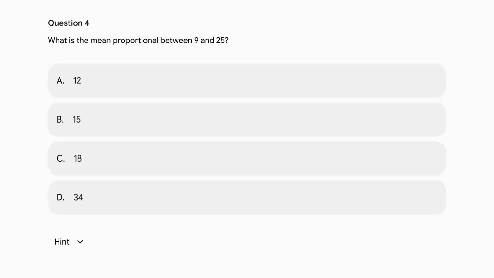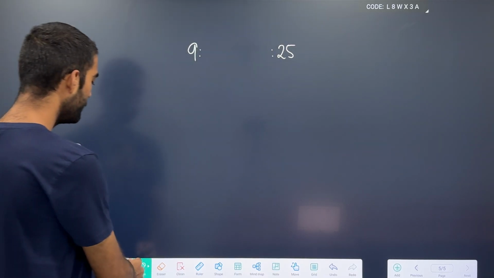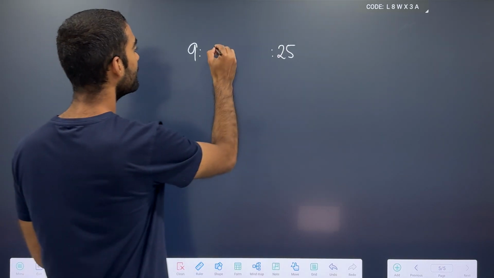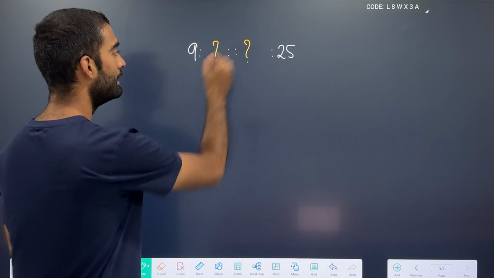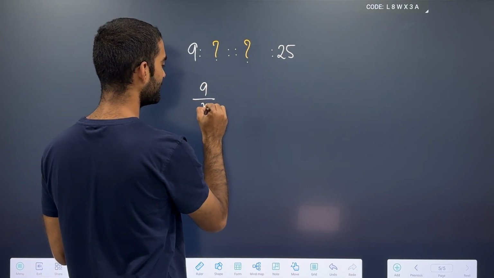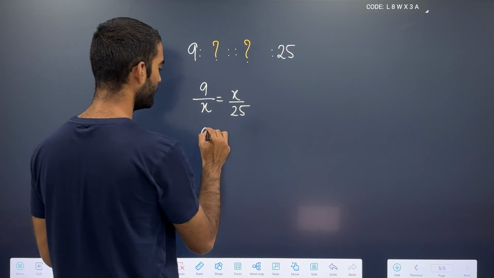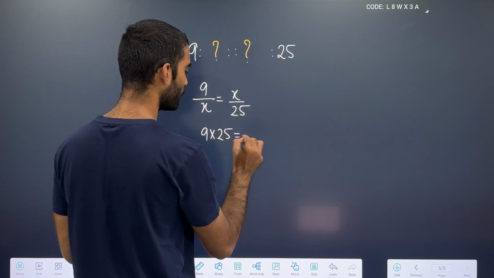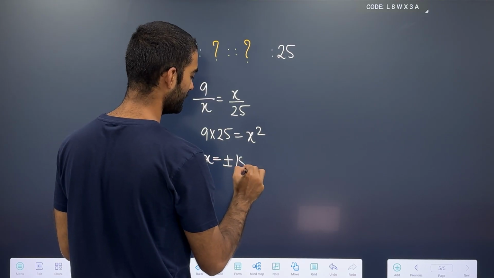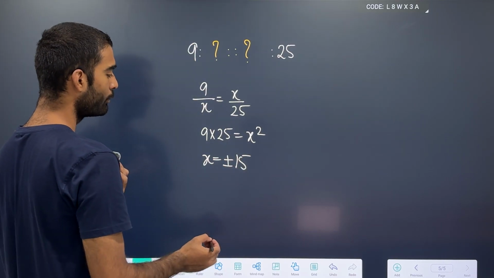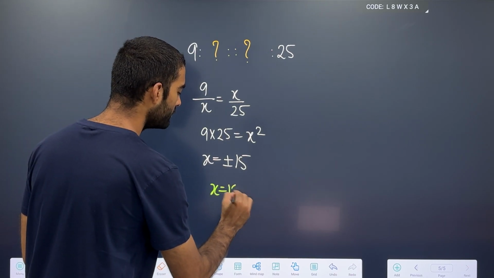What is the mean proportional between 9 and 25? Now when just two numbers are given, what we mean by mean proportional is that these two quantities are the same and these are what is missing. So let these be x. So 9 by x is equal to x by 25. So you see that 9 into 25 is equal to x square. And x is nothing but plus minus 15. Now since we are talking about just the positive quantities, we'll just write x is equal to 15 and exclude the negative one.